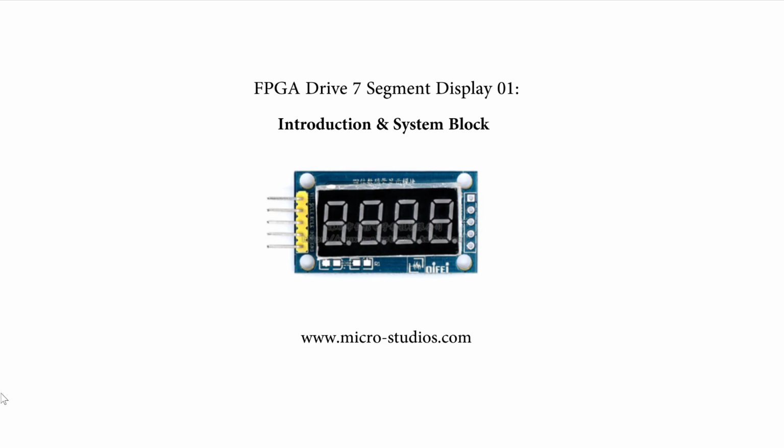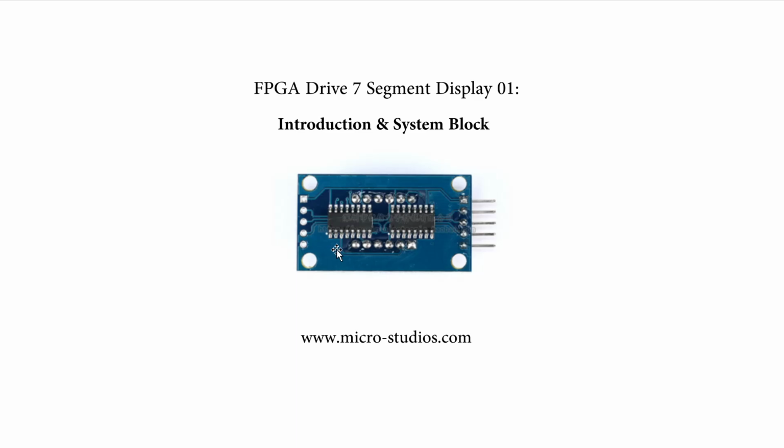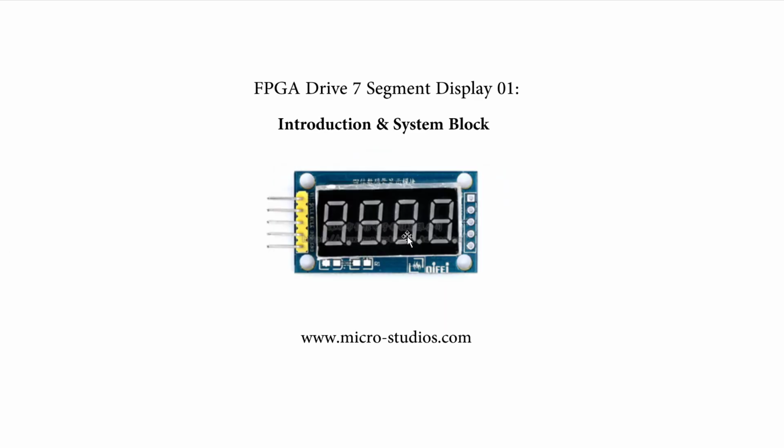You will see here, behind the module, there are 2 ICs. It is 74HC495. It is a logical IC. By using this IC, we can use only 3 pins to control the 4 segment display.